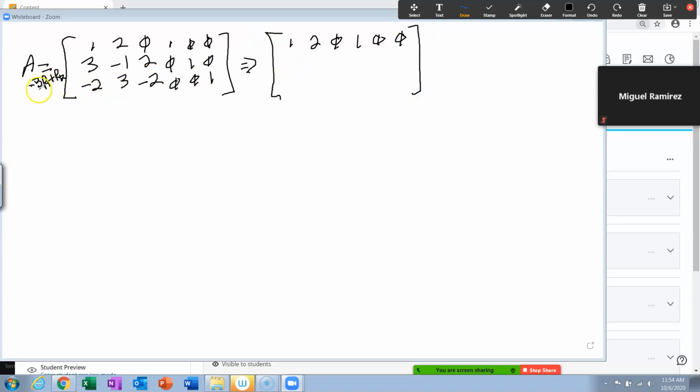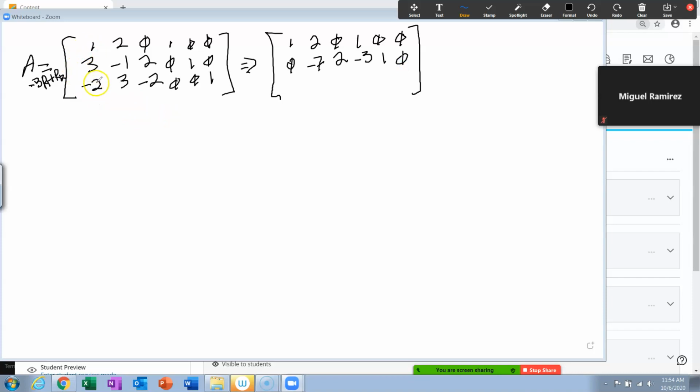Okay, do what it says. Minus 3 times row 1 plus row 2. Minus 3 times 1 is minus 3 plus 3. Sure enough is 0. That's what we wanted. Minus 3 times 2 is minus 6. Minus 1 is minus 7. That doesn't look very promising. Minus 3 times 0 is 0 plus 2 is 2. Minus 3 times 1 is minus 3 plus 0 is minus 3. And minus 3 times 0 is indeed 0 plus 1 is 1. And minus 3 times 0 is 0 plus 0 is 0. There's the new second row.